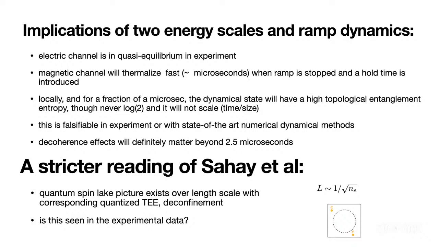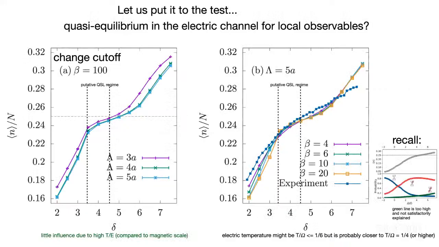All of this could be falsified in experiment or with state-of-the-art dynamics. And I also expect the coherence effects to matter for longer duration of experiment. Okay, so as I already said, there is this picture of a spin lake, which I think is theoretically sound. The question is only, is it seen in experiment, yes or no? So first of all, let's put these claims to the test.